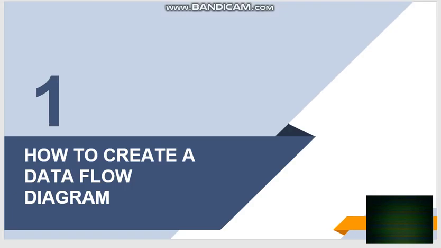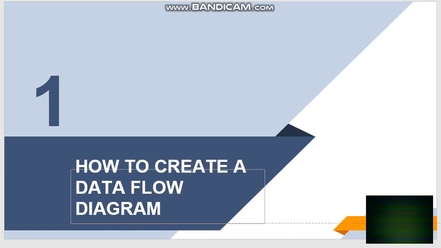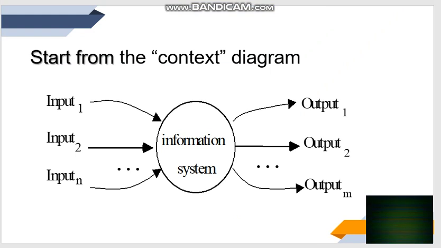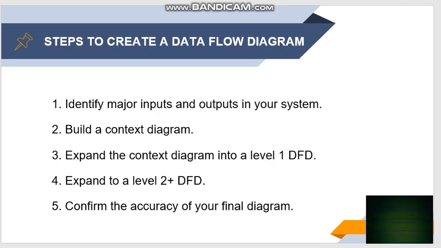So how to create a data flow diagram? These are the steps to create a data flow diagram. First step is to identify the major inputs and outputs in your system. You need to identify the major inputs and outputs of your system because every process or system begins with input and ends with output.